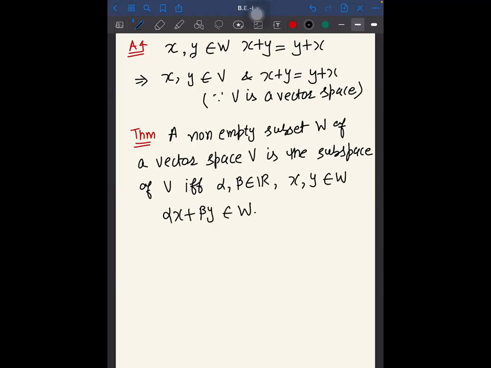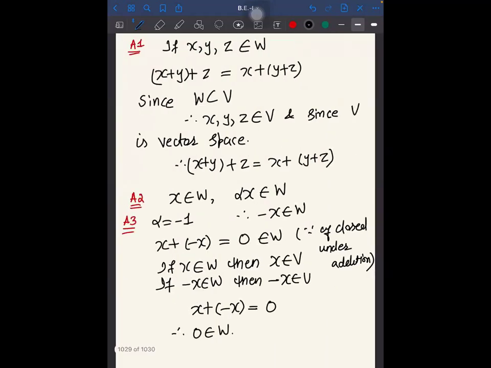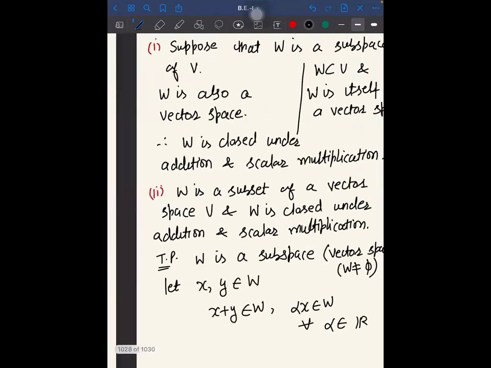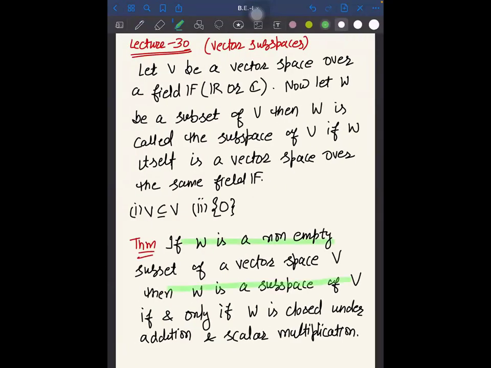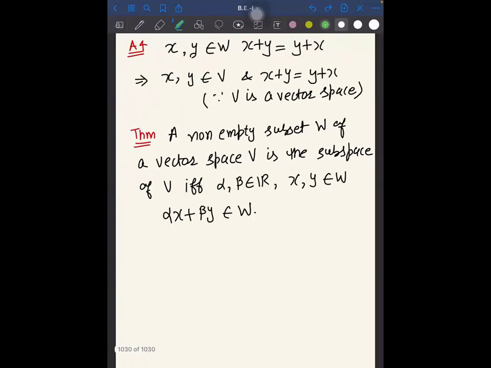Right. So can you connect this theorem with the previous theorem? Yes. It is closed under addition and scalar multiplication. And the theorem which we have stated right now is saying that alpha X plus beta Y should belong to W. So is there any similarity between these theorems? Sir, it is a mixture of the two conditions, combined together.